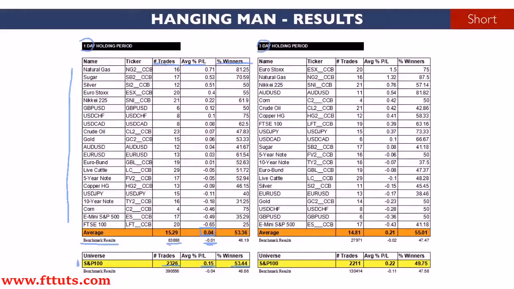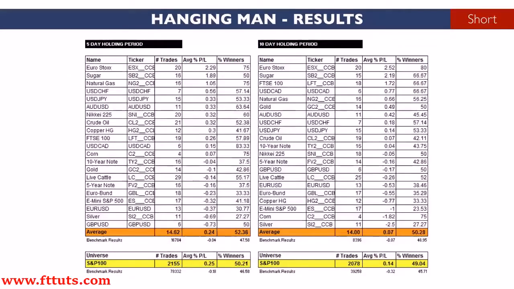Looking at the 3-day holding period now, you can see that shorting the hanging man does slightly better with a longer time frame. Across our 21 markets, we saw an average profit of 0.21% per trade with a win rate of 55%, and in stocks we saw an average profit of 0.22% per trade with a win rate of 50%. These numbers are much better than the benchmark returns. Looking at the 5-day holding period, you can see that shorting the hanging man scored an average profit of 0.24% in futures and forex and 0.25% in stocks, again beating the benchmark return.